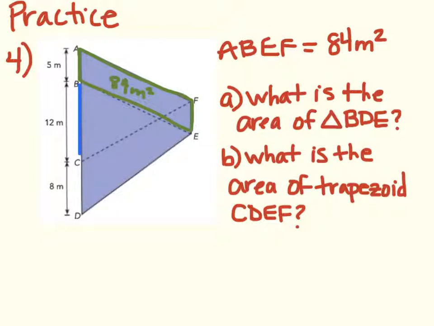Label it in blue for you. Find the area of triangle BDE. That's this one. And then find the area of trapezoid CDEF. And that will be this trapezoid right here. Okay? CDEF. All right. Good luck.